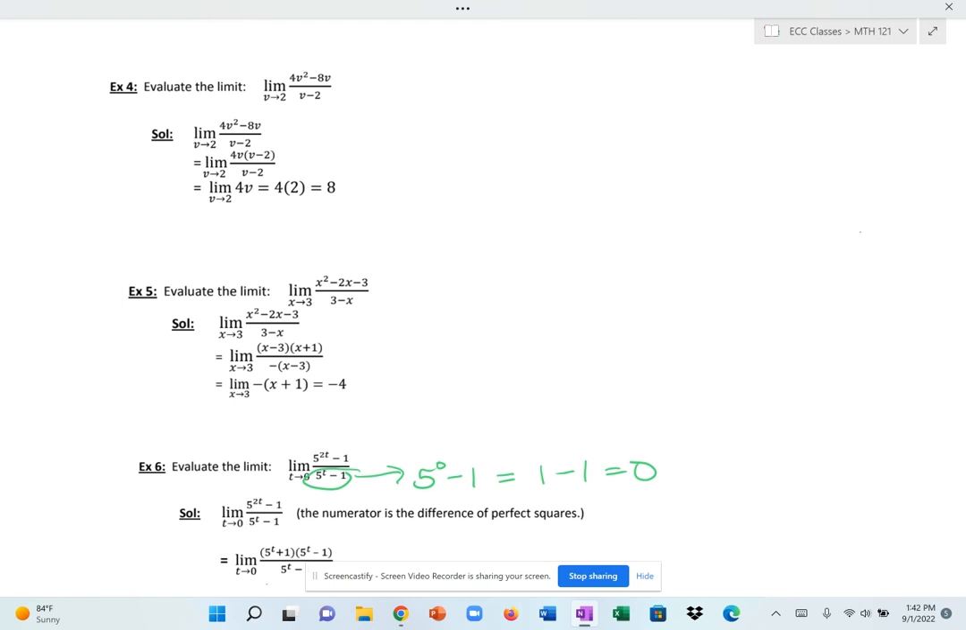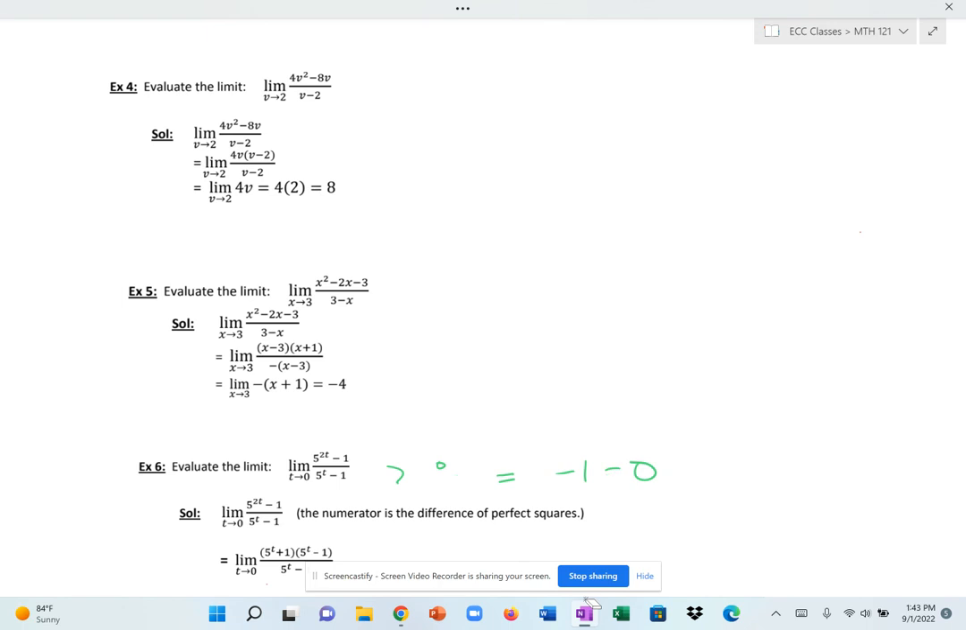A 0 in the denominator does not mean that the limit doesn't exist. Like we see here, if I plug in 3, this would be 0, but the limit did exist. So you can't make that assumption, and be really careful not to do that when you are doing homework and assignments. So a 0 in the denominator means the function doesn't exist. It doesn't mean that the limit doesn't exist.